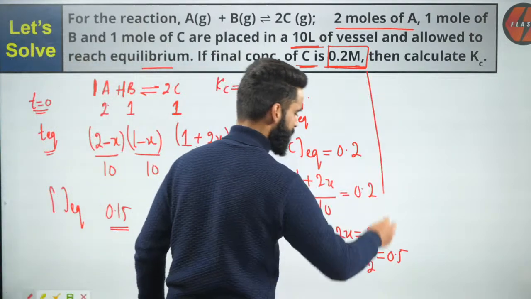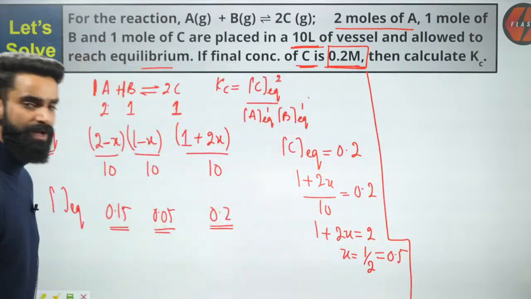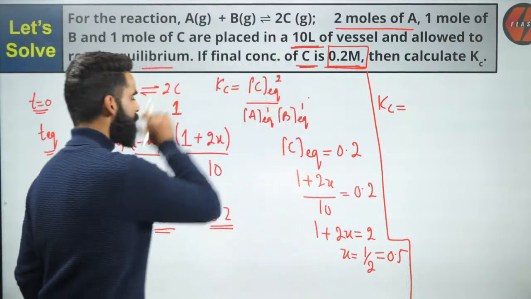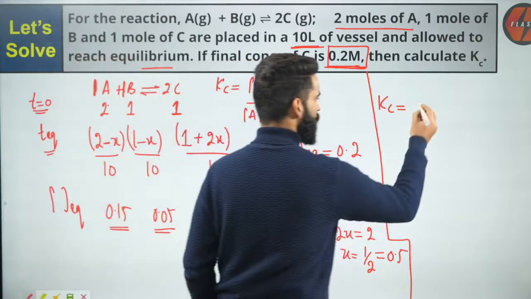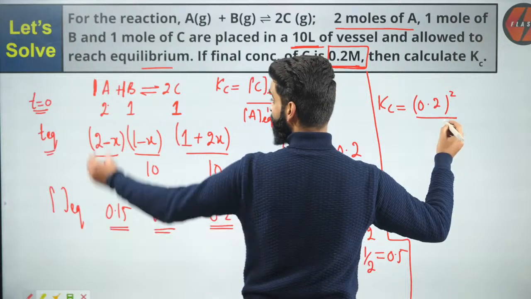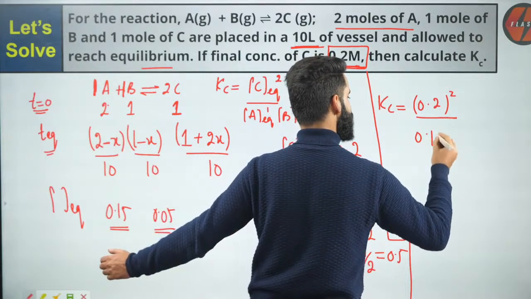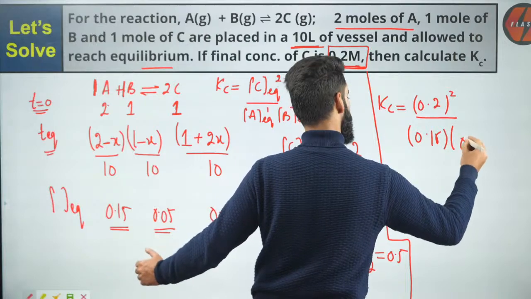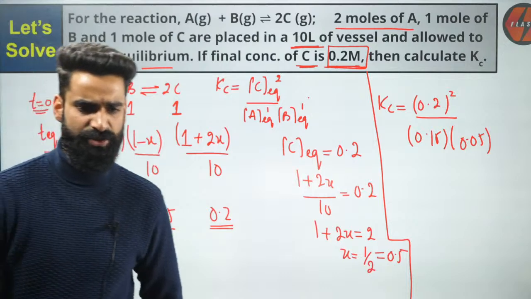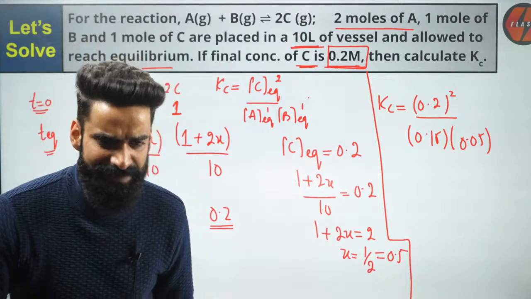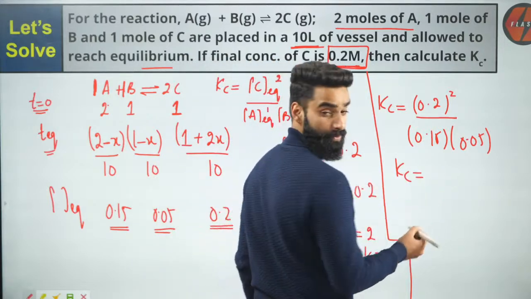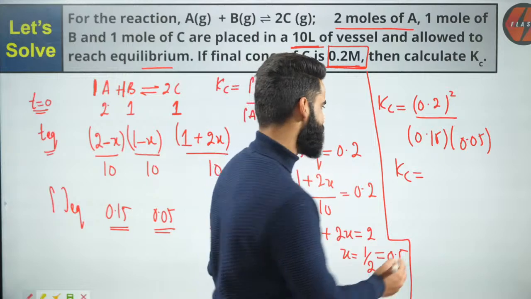If you have the concentration of each reactant and product at equilibrium, you can simply use the expression for Kc, as you all must be knowing. Kc will be equal to the concentration of C at equilibrium, which is 0.2 squared, divided by the concentration of A at equilibrium, which is 0.15 to the power 1, multiplied by 0.05 to the power 1, because the stoichiometric coefficient is 1. Let me know the exact value of Kc which you are getting. Ashwarya is saying the Kc value is coming as 16 by 3. All right, Ashwarya, I go with you. Kc is coming 16 by 3.